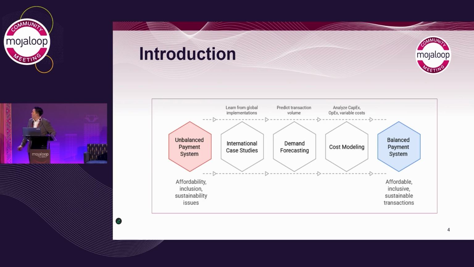This figure is about the journey we are going to take. Many payment systems start with an unbalanced state at first. They might be struggling with issues of affordability, which slow down inclusion, or they might be facing sustainability challenges because of a poorly structured or subsidized pricing model. This framework provides a clear path to move from that unbalanced state to a balanced one.